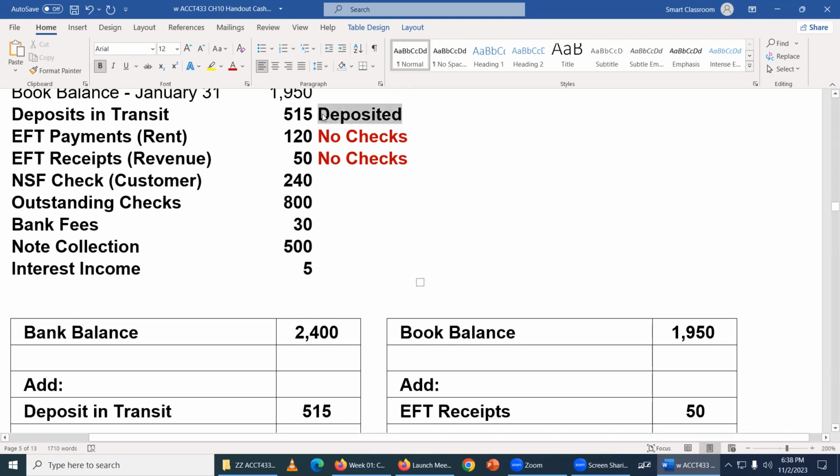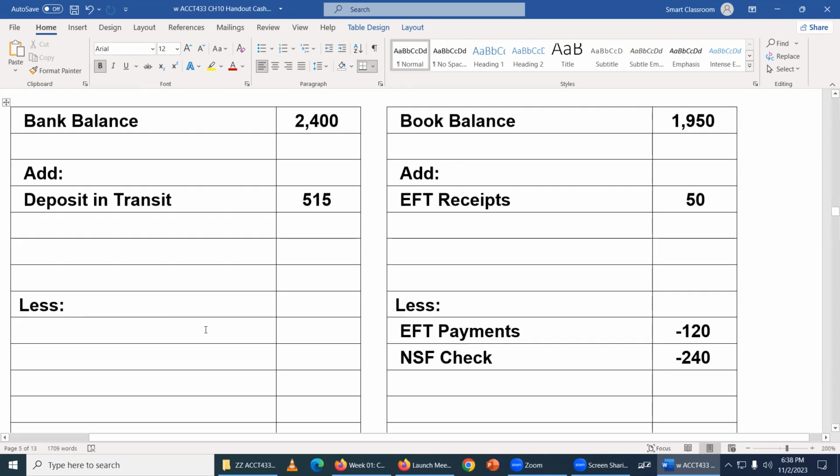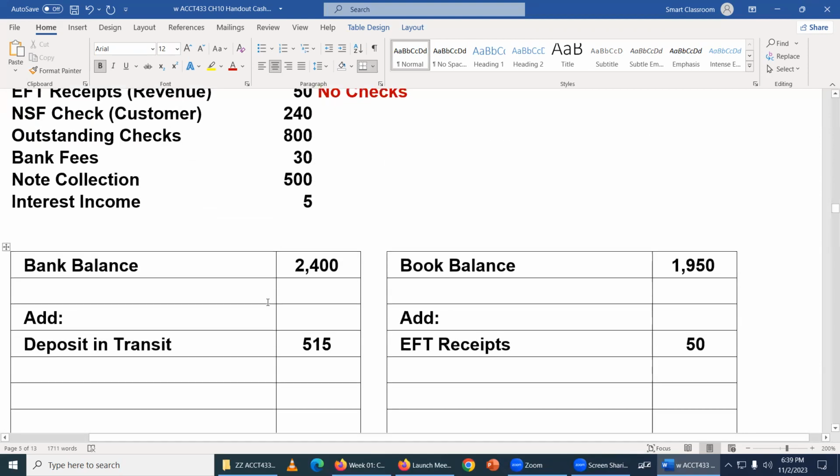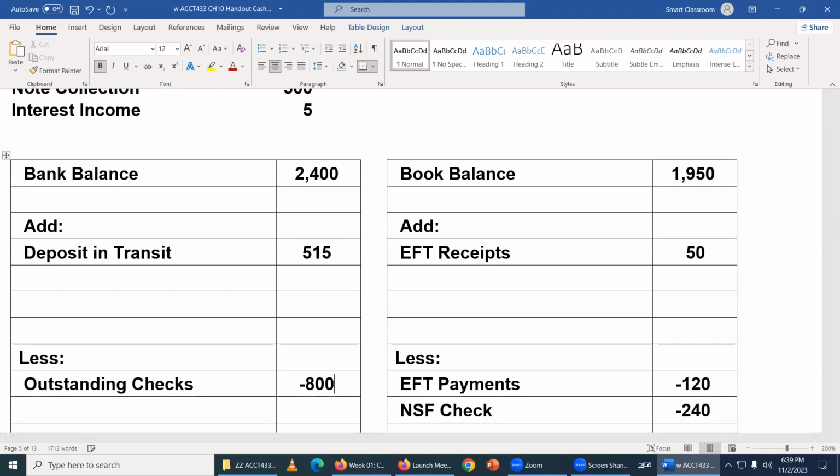Okay, outstanding checks. When you write a check and stick it in an envelope, does the bank immediately know about it? No. So it will be in the bank balance as a deduct. So these are checks that we've written that just haven't cleared the bank yet. What are they? 800? So we're going to take 800 out. The bank doesn't know about these. We know we did them. The bank doesn't know.